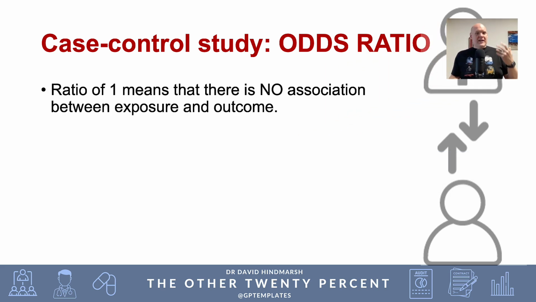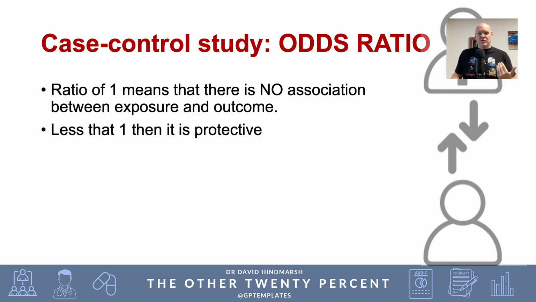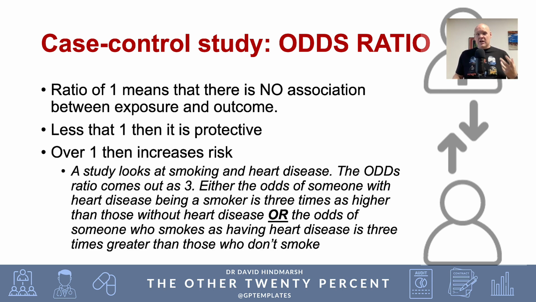A ratio of 1, similar to other studies, means that there's no association. Less than 1 is protective, and greater than 1 means there's an increased risk. So for example, a study looks at smoking and heart disease. The odds ratio comes out as 3. That means one of two things, and it's that nuance of statistics. Either the odds of someone with heart disease being a smoker is 3 times higher than those without heart disease, or the odds of someone who smokes having heart disease is 3 times greater than those who don't smoke. It's that real horrible statistical twisting, and hence why these studies aren't always brilliant from that aspect.